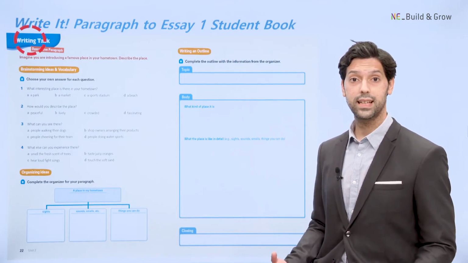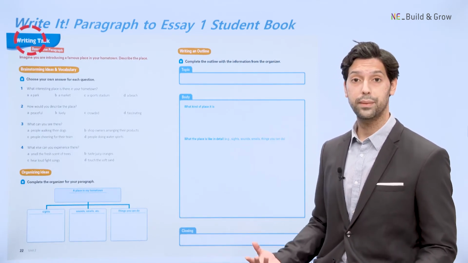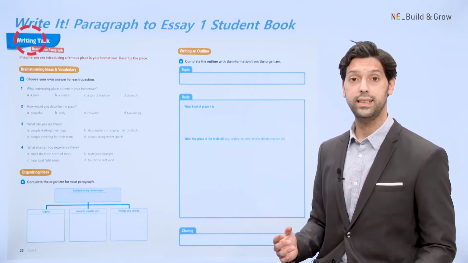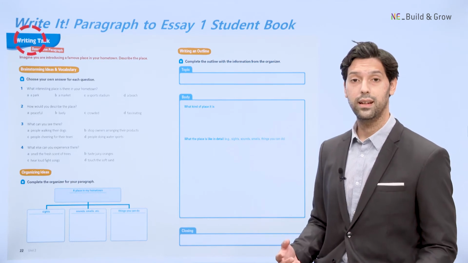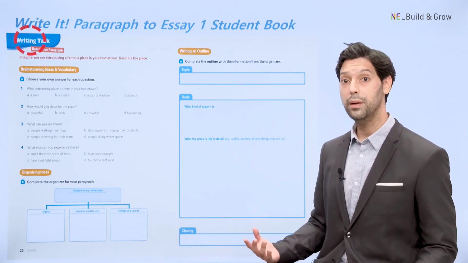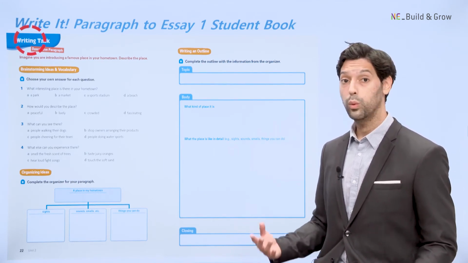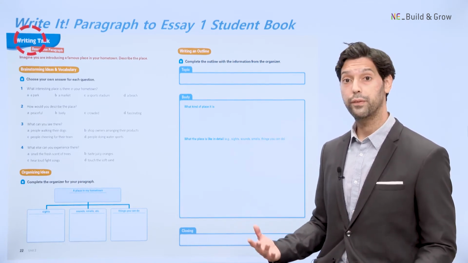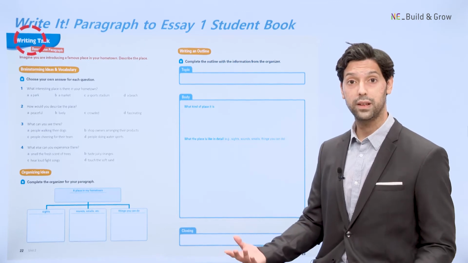The Writing Task section consists of a step-by-step guide through the writing process, from brainstorming and organizing ideas to writing an outline. Guided questions help students come up with ideas for their writing, while organizers and outlines help them structure their paragraphs before they begin writing their first draft.